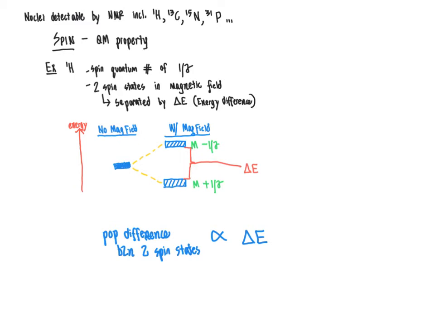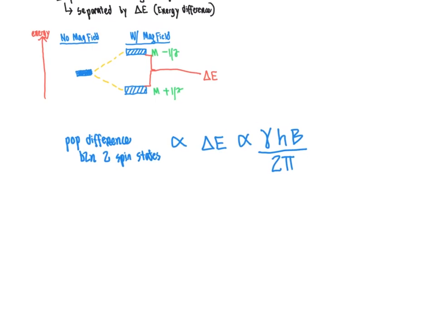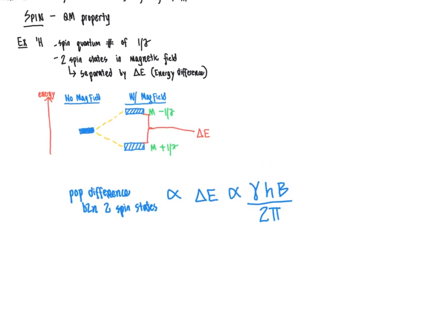Well, the delta E value and that population difference between spin states is going to be proportional to the following equation. So the following equation is gamma HB divided by 2 pi. Now, what do all of these variables represent within this equation? Because we need to know what the values are here in order to determine what we can manipulate to increase this delta E value to ultimately improve our ability to detect the NMR spectra of a compound.